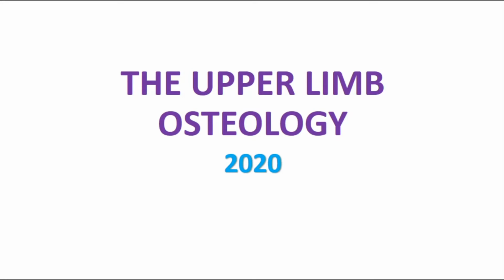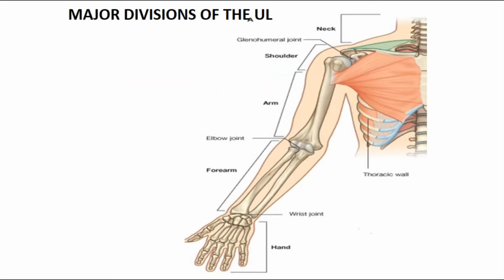and lower limb. So we are starting with the upper limb, and we are starting with the osteology. In this session we will study osteology, that means study of bones. Also we study the joints of the upper limb. So just stay tuned. Osteology and arthrology of the upper limb is discussed in this session.